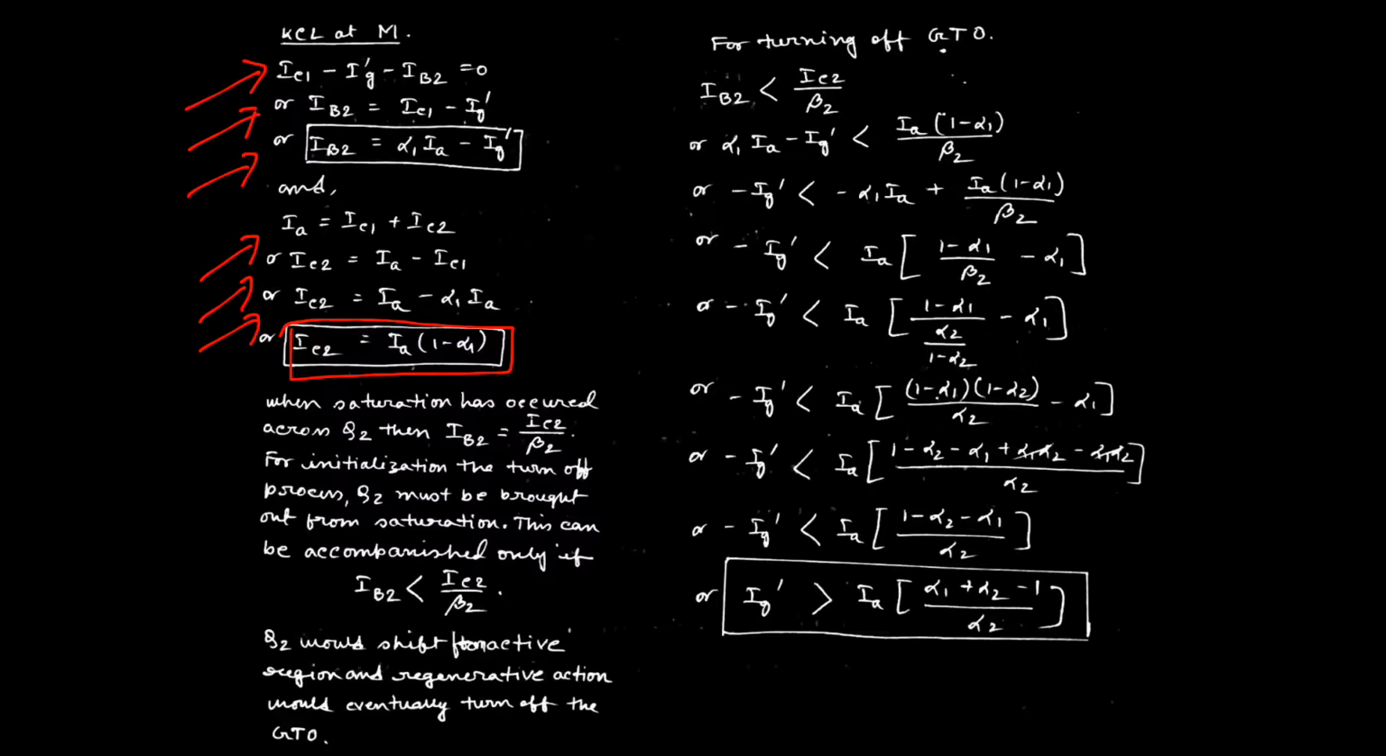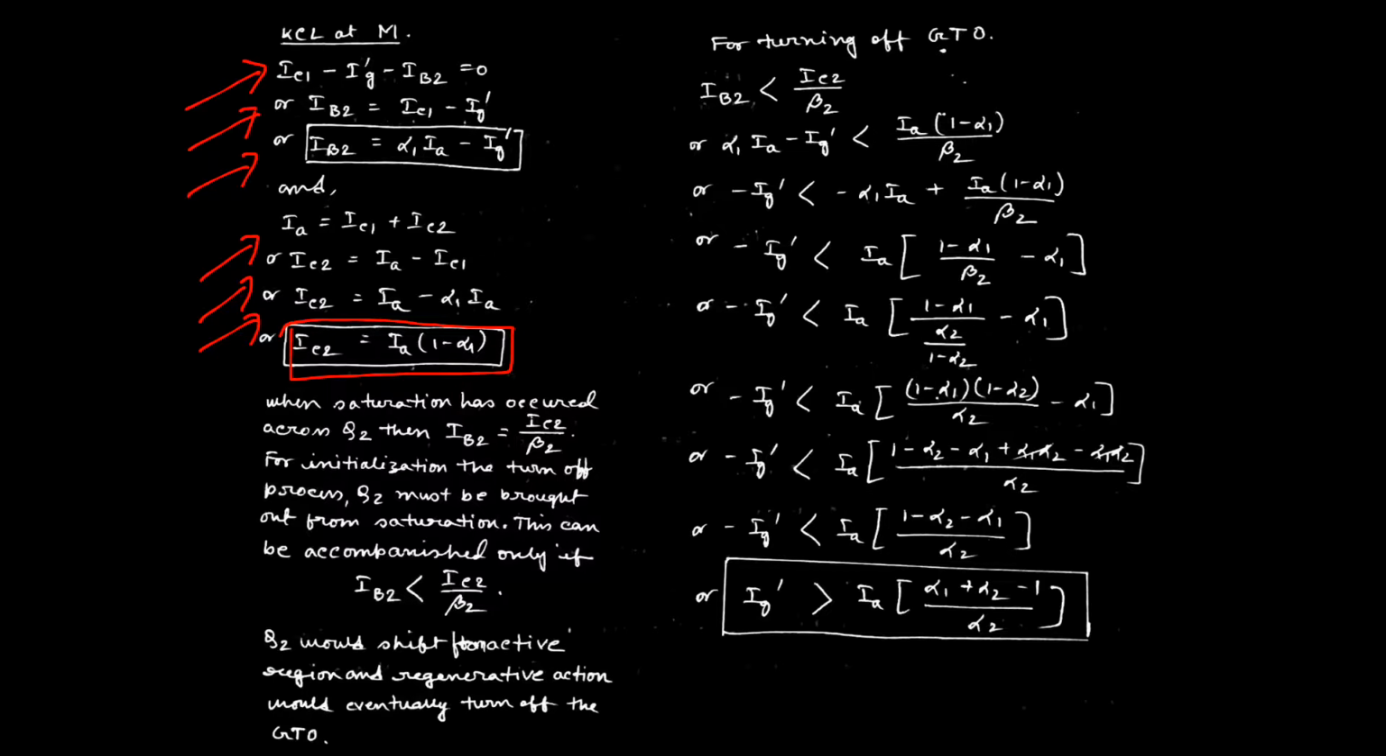That is why, to initiate the turn-off process, Q2 must be brought out of saturation. This can be accomplished by using the formula beta 2 less than or equal to IC2 by IB2. From the equation IB2 equal to IC2 by beta 2, we can replace it here, that is IB2 less than or equal to IC2 by beta 2. That means this expression is for the saturation case and this is for the below-saturation case. That means we are going to initiate the switch-off process.